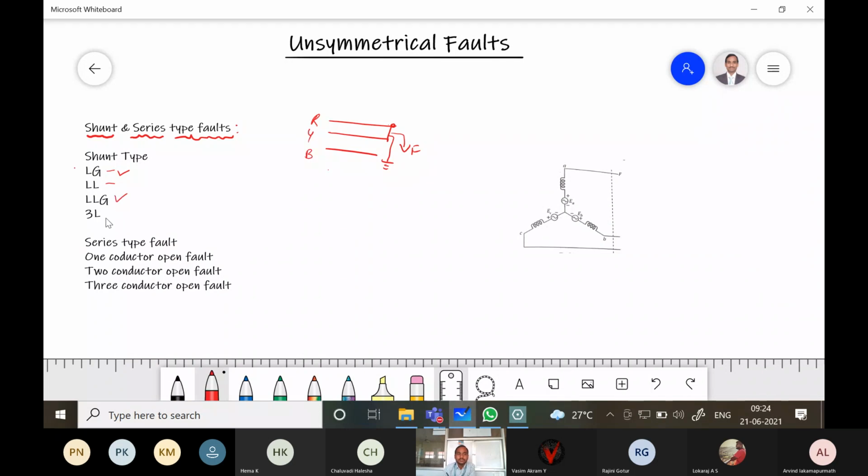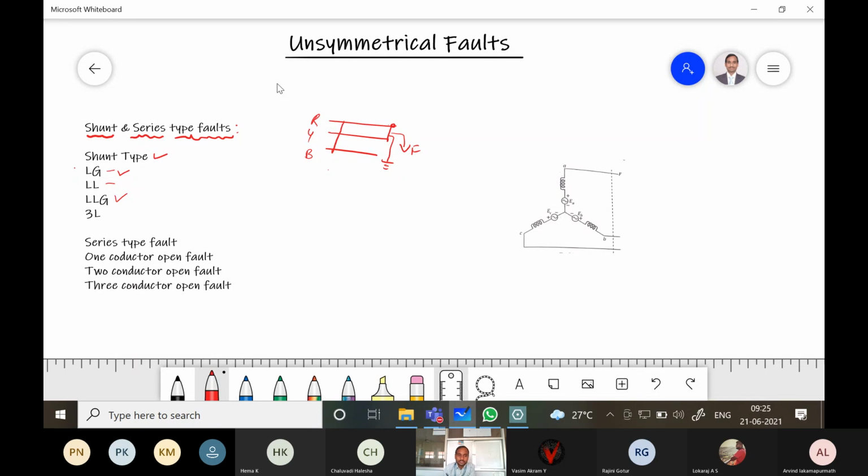And then the three phase fault, the three line fault. What is that? All three lines are shorted. This is called a three line fault. These are all called shunt type faults.